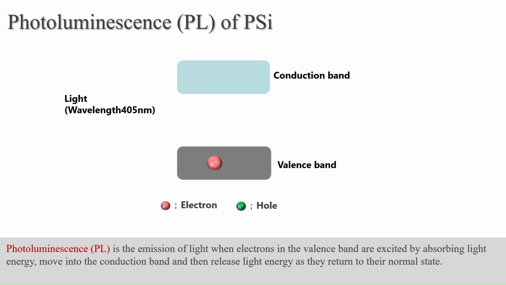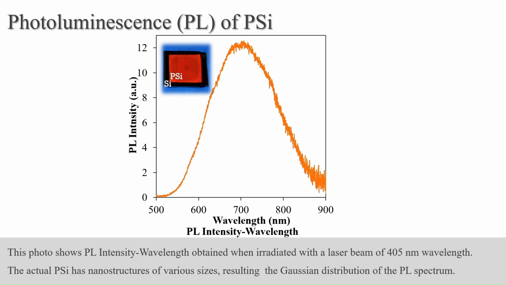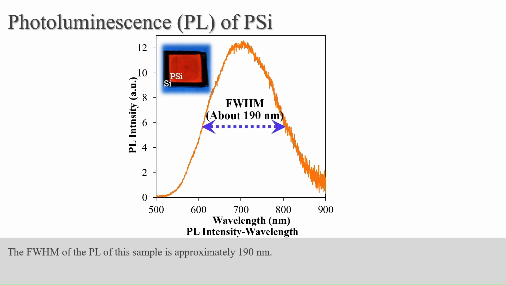Photoluminescence is the emission of light when electrons in the valence band are excited by absorbing light energy, move into the conduction band, and then release light energy as they return to their normal state. This photo shows PL intensity versus wavelength obtained when irradiated with a laser beam of 405 nanometers wavelength. The actual porous silicon has nanostructures of various sizes, resulting in a Gaussian distribution of the PL spectrum. The FWHM of the PL of this sample is approximately 190 nanometers.